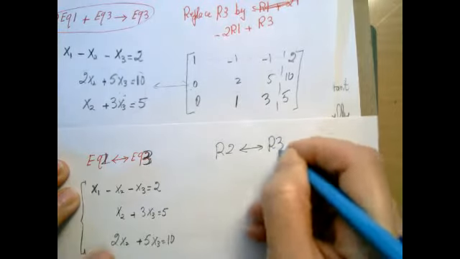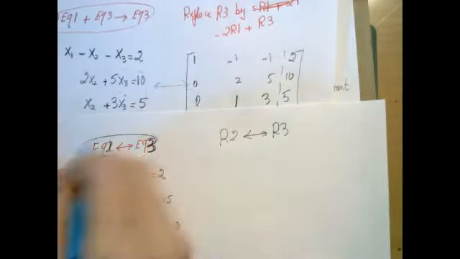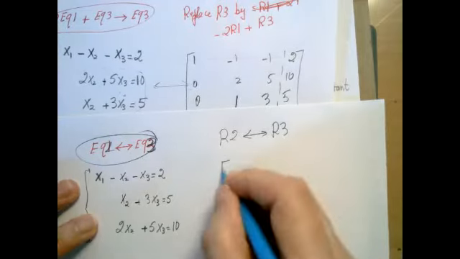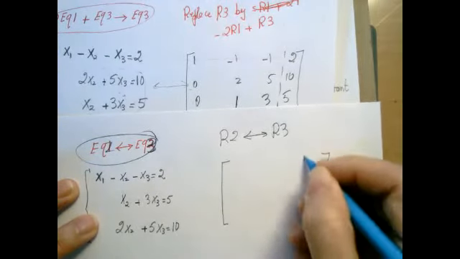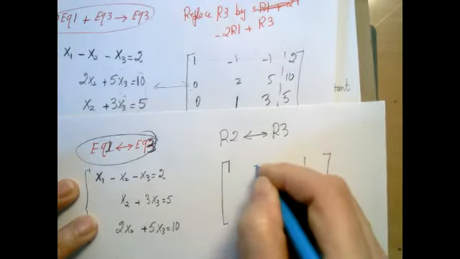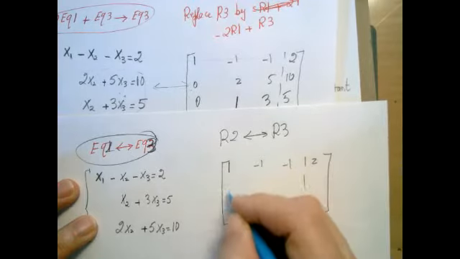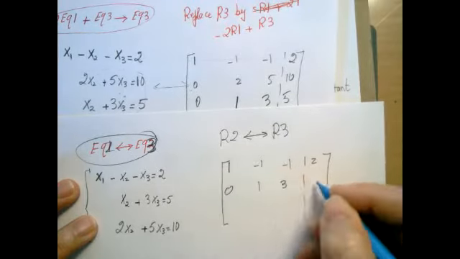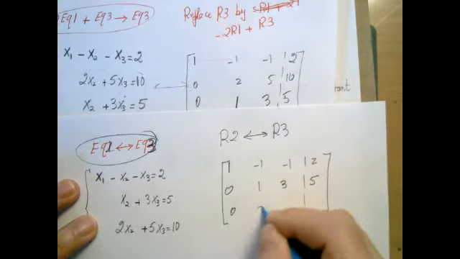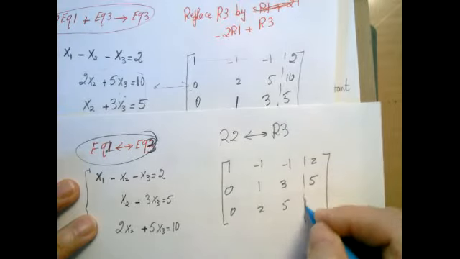Row 2 and row 3. And this corresponds to this operation. Now by doing this, I will get the following. I did not touch the first equation, but I flipped those, just because I like 1 and 10, okay? And then what do we do?